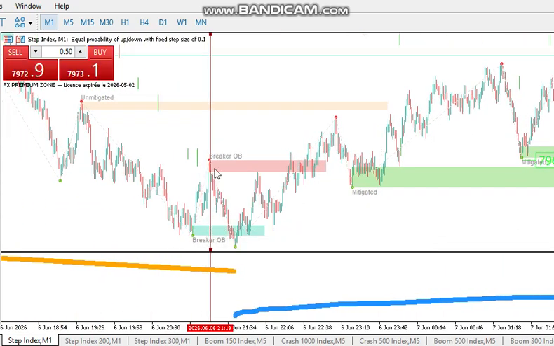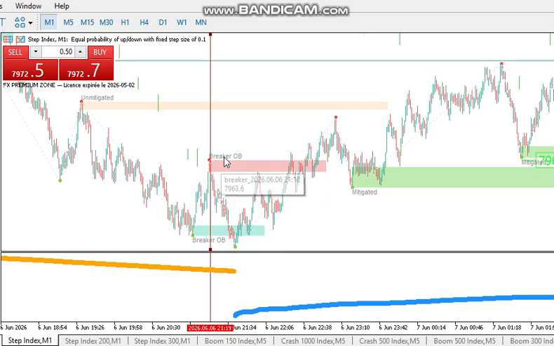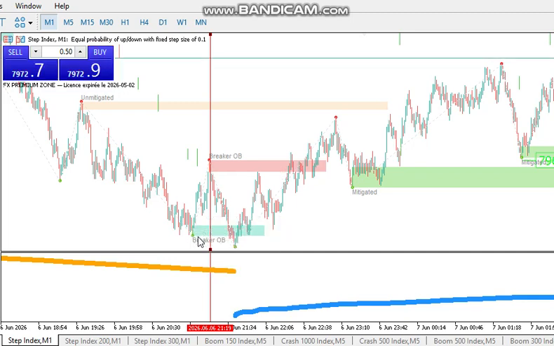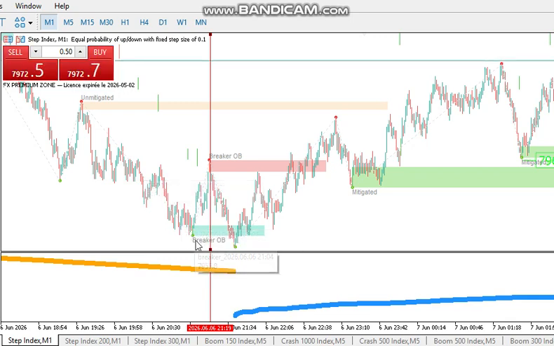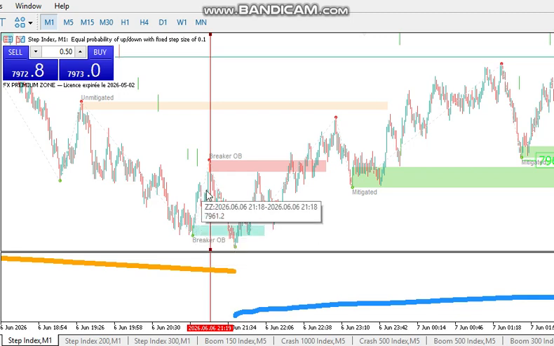Let's go and see our breaker OB again. This is another breaker OB, but we cannot take this particular breaker OB because there are two breaker OBs here. This is the first breaker OB that first appeared when the price was coming from this zone. So the first breaker OB appeared and it went on the uptrend. You can see what happened here.